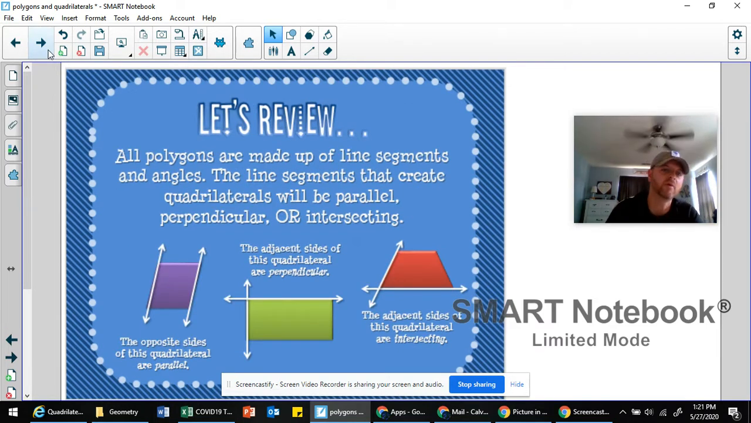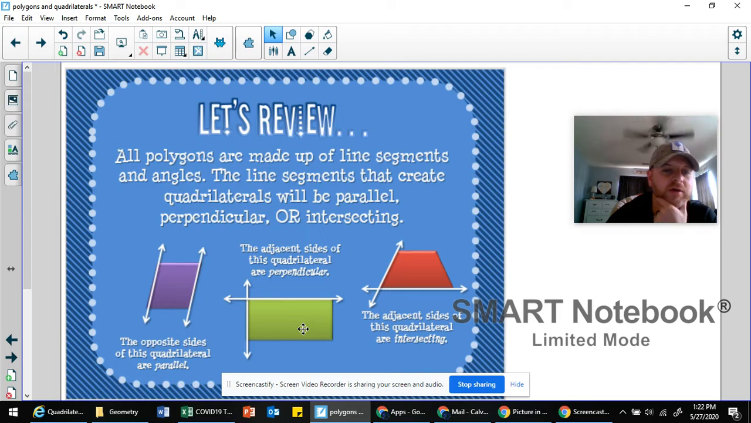Let's review a little bit of what we just learned concerning polygons and quadrilaterals, but also what you learned in the previous video about lines and angles. All polygons are made up of line segments and angles. The line segments that create quadrilaterals will be parallel, perpendicular, or intersecting. So here's some examples. This quadrilateral is made up of four sides and four angles, and the opposite sides of this quadrilateral are parallel. So the left is parallel to the right, and the top is also parallel to the bottom.